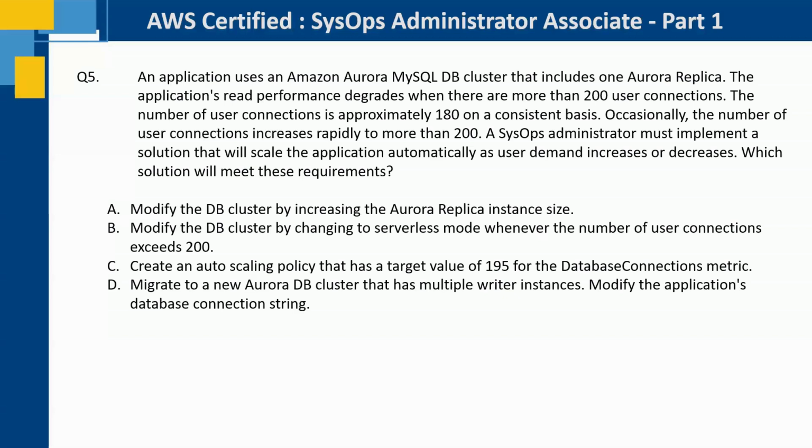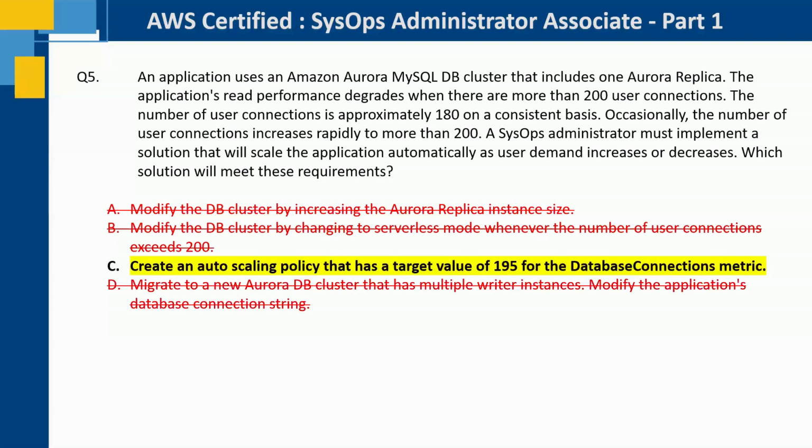Now friends, modifying the DB cluster by increasing the Aurora replica instance size increases performance but does not scale automatically. It is a static solution and won't adapt to changing connection load. Now option B talks about Aurora Serverless, but it does not support replicas or traditional scaling methods, so that is another incorrect choice. Amazon Aurora supports auto-scaling of Aurora replicas based on Amazon CloudWatch metrics like database connections, making it a correct choice to meet the given requirements.